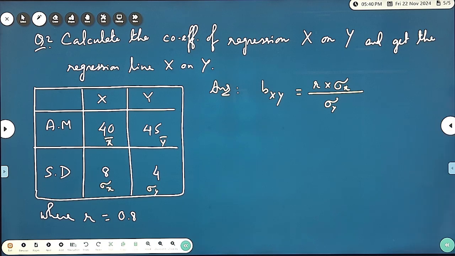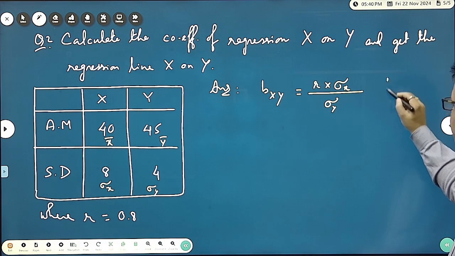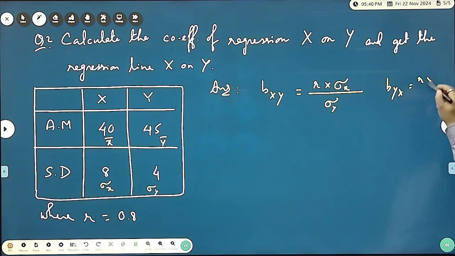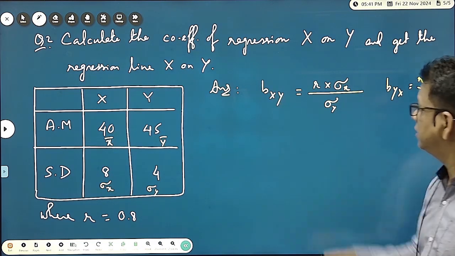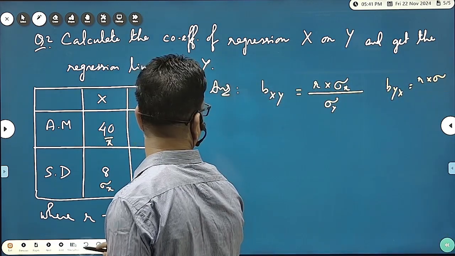So what you have to do? Regression coefficient x on y: R to be multiplied by sigma x, then divided by sigma y. Now if it is b y on x, then what? Same only: R multiplied by sigma y divided by sigma x. So that's why I have not given that. I'm doing only this. Okay, put the values. Put the value of R. R is given as 0.8.